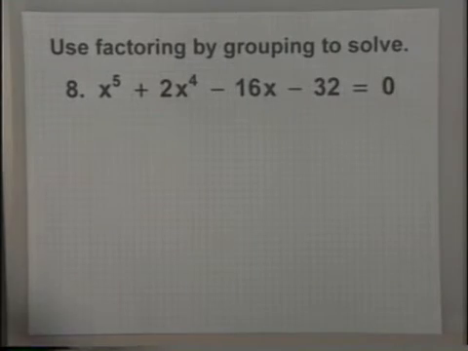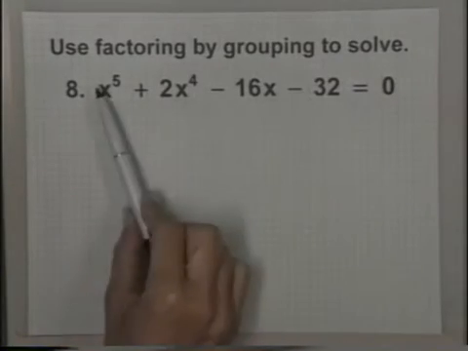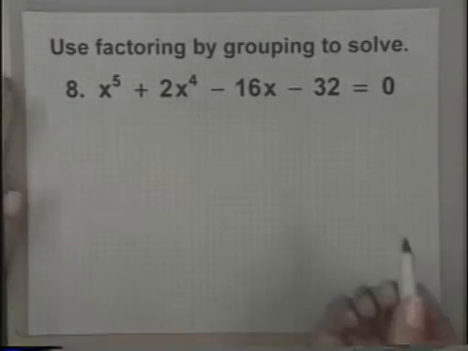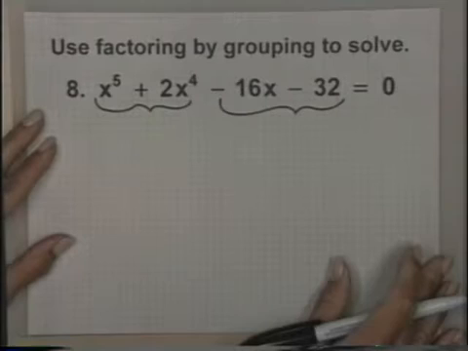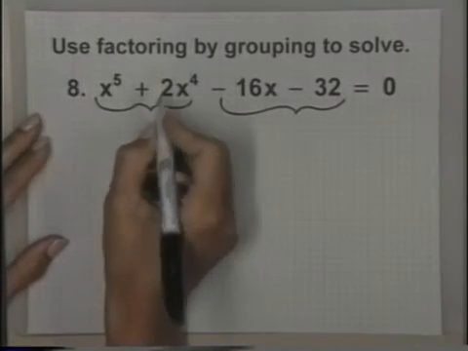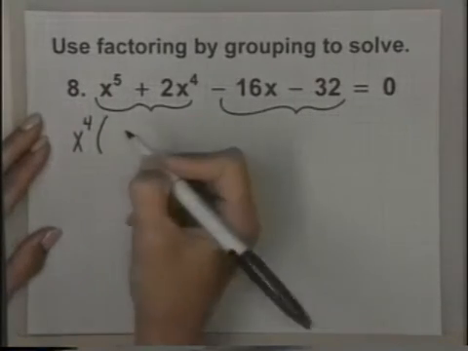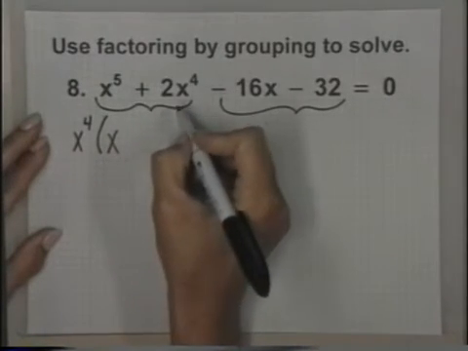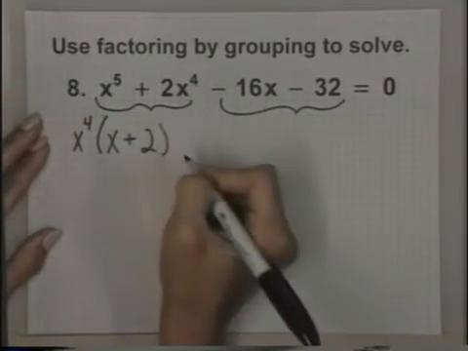Of course, always when we start to factor, we check to see if we have a common factor in all of our terms. So looking at all 4 of these terms, we don't have a common factor, of course, other than 1 or -1. So moving on, let's group these first 2 and these last 2. What's our common factor for these first 2? X to the 4th, isn't it? When we factor x to the 4th out of x to the 5th, we're left with x, and when we factor x to the 4th out of a positive 2x to the 4th, we're left with a positive 2.